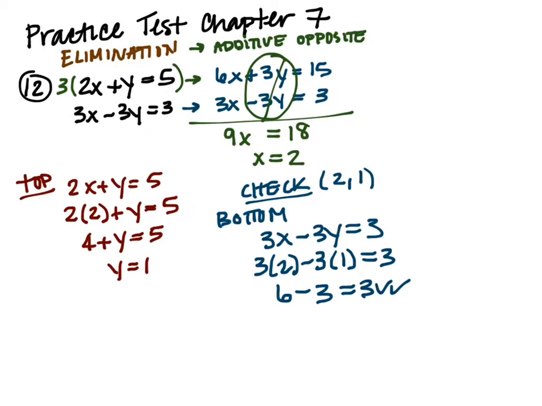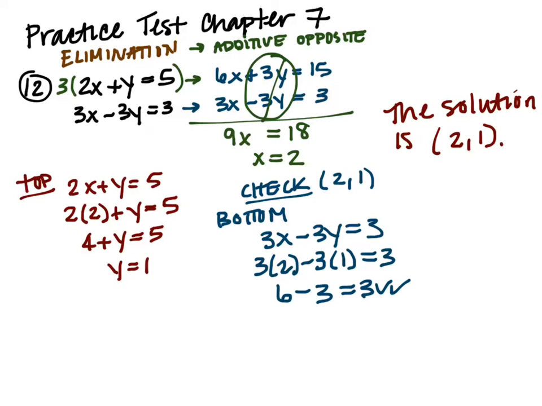It's nice to know that this does check out, so we are going to write the sentence for the equation. So our solution that we found is 2, 1. Excellent, because if we were to graph these two lines, we would find that these two lines intersect at the point 2, 1.